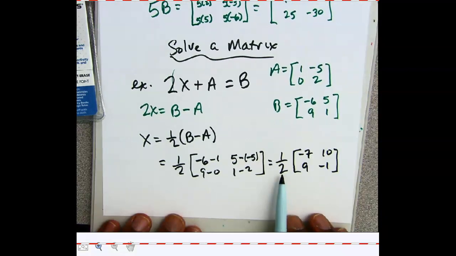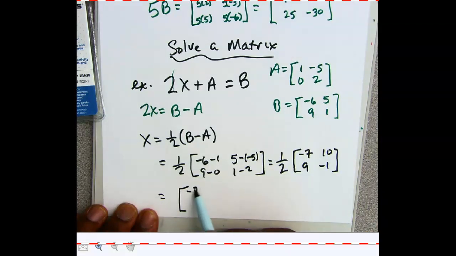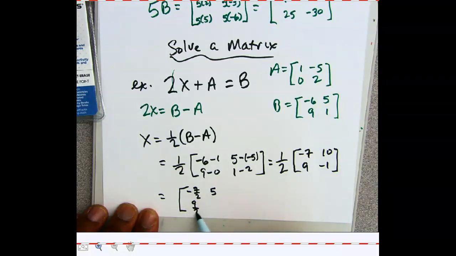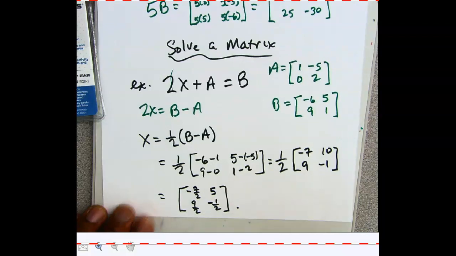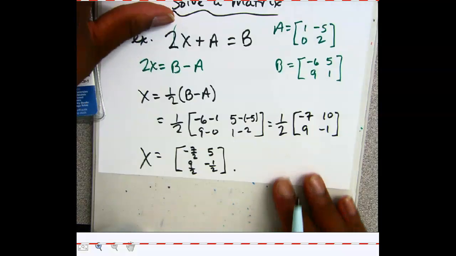Now we can use our scalar multiplication. So 1/2 times this matrix would give us -7 over 2. 10 divided by 2, 1/2 of 10 is 5. 9 over 2. And then finally -1 over 2. So that would be our solution. So matrix X would end up being that.